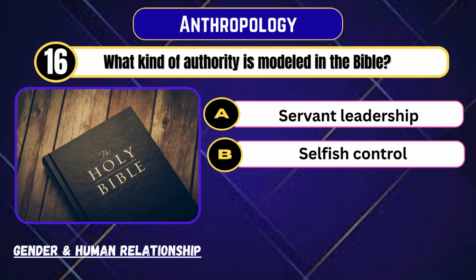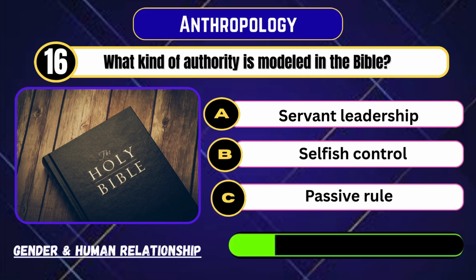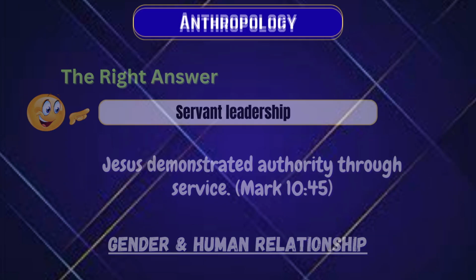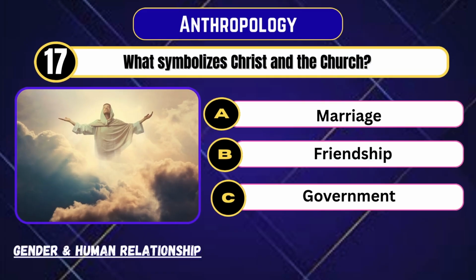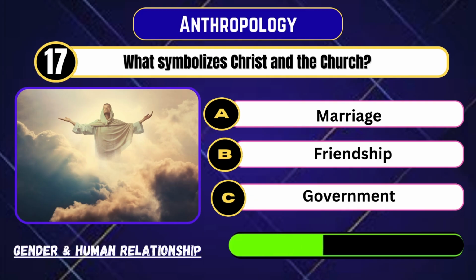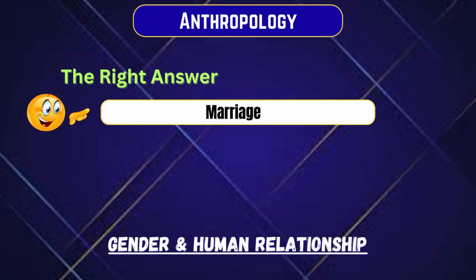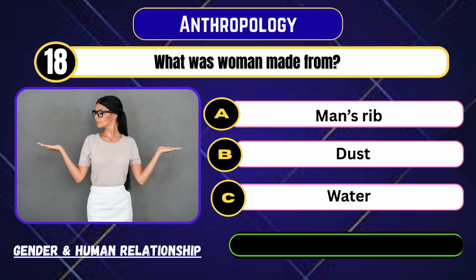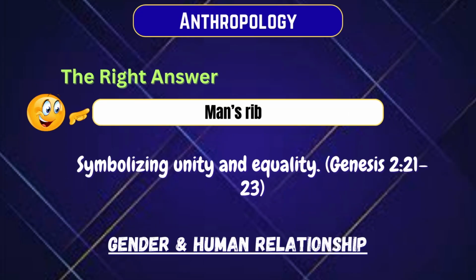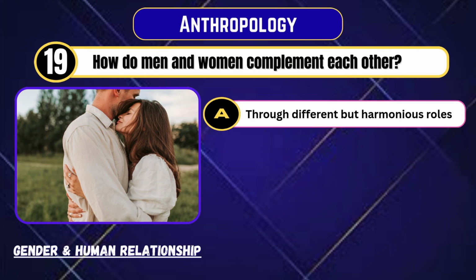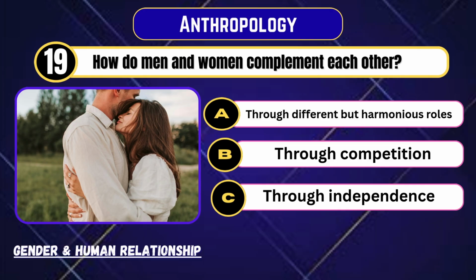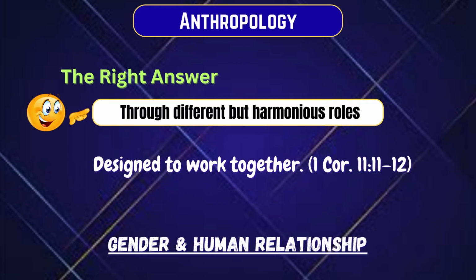What kind of authority is modeled in the Bible? Servant leadership. What symbolizes Christ and the Church? Marriage. What was woman made from? Man's rib. How do men and women complement each other? Through different but harmonious roles.